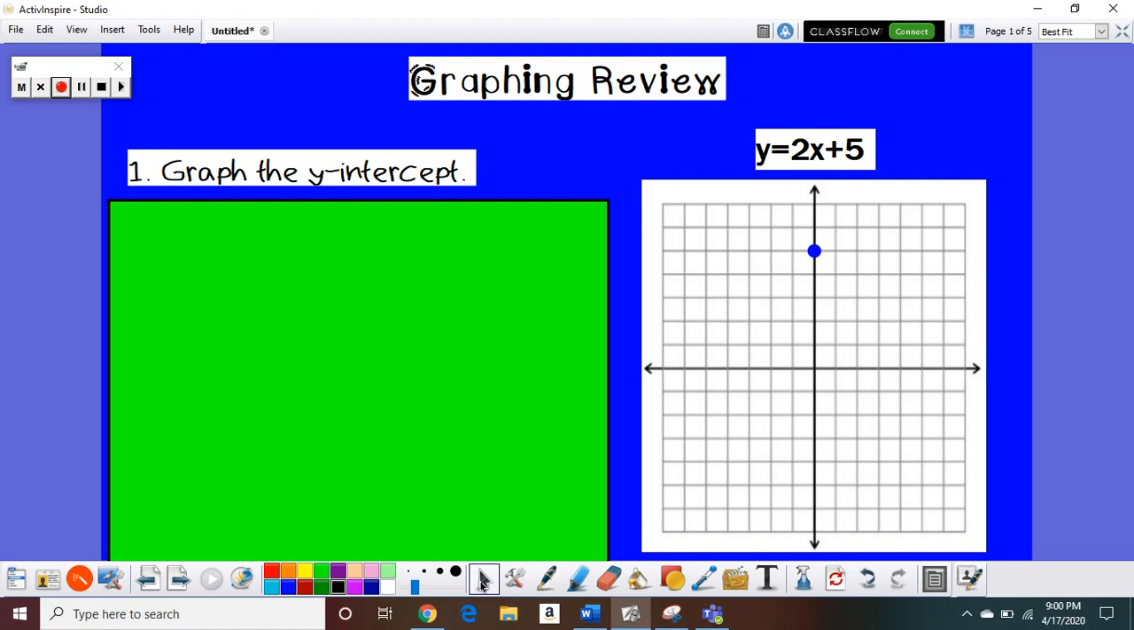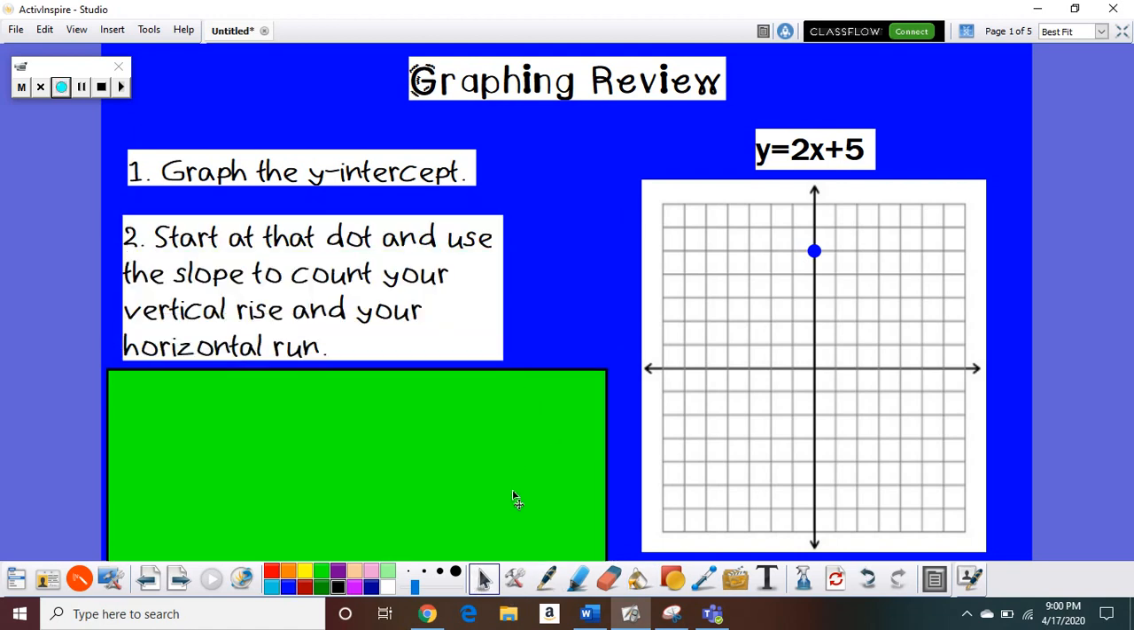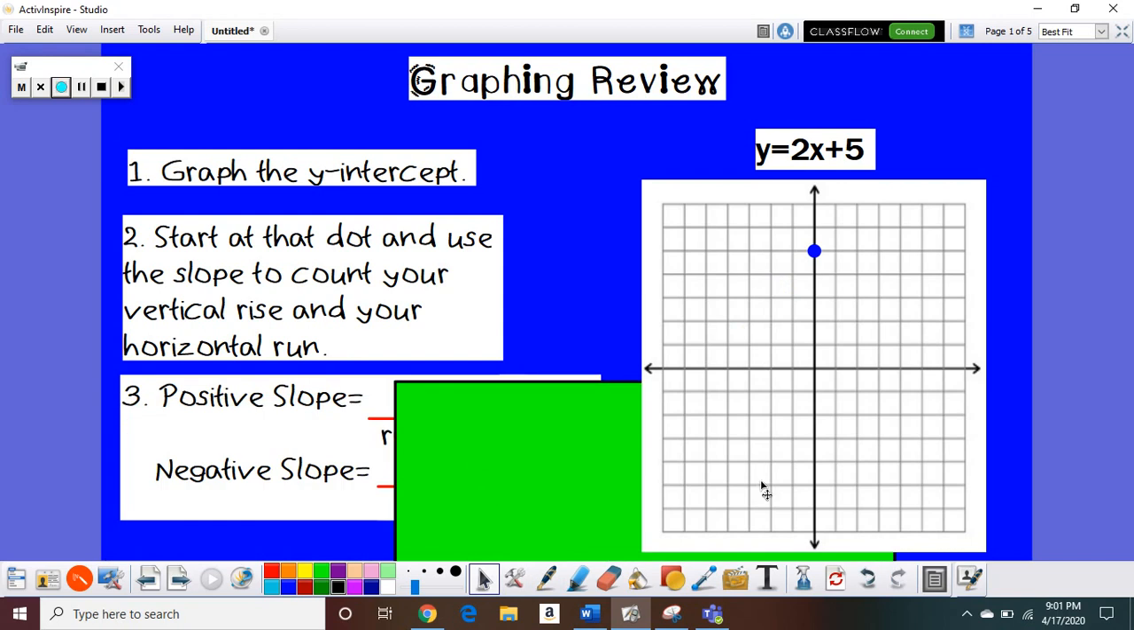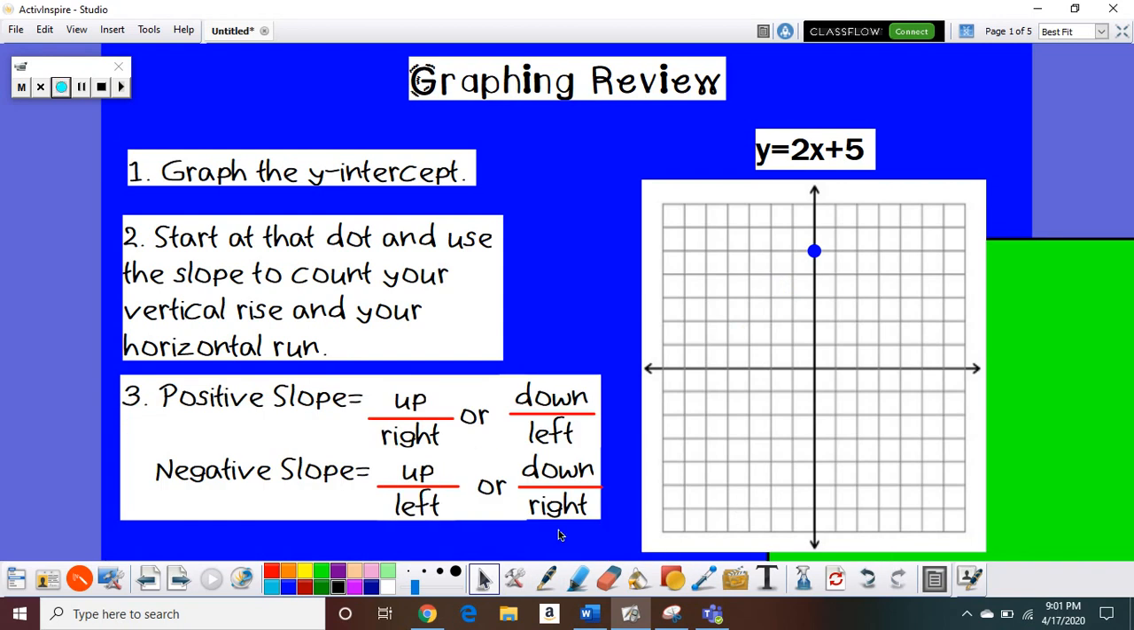From there, I'm going to look at my slope. The slope is the number that is next to the x. In this case, it's 2. Remember that your slope tells you your rise over your run. Since I have a positive slope, that means I can either go up and to the right, or I can go down and to the left.